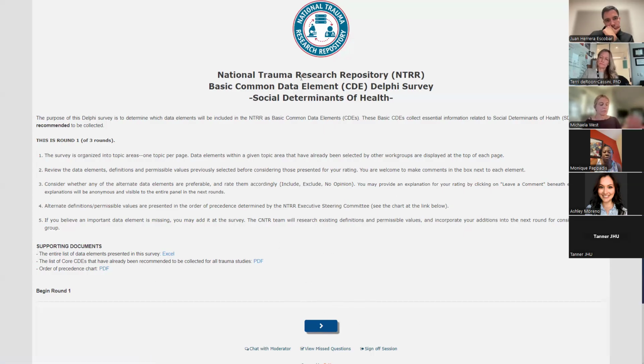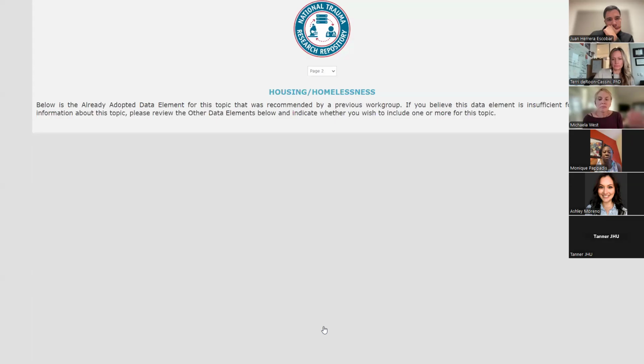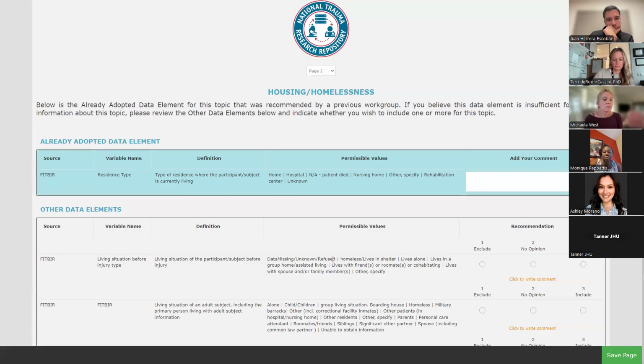When it comes to navigating the survey, you'll just click this button. There'll always be a button arrow here at the bottom. So you just click on that, and it'll take you to the next page. And this is essentially what each one of the pages will look like.